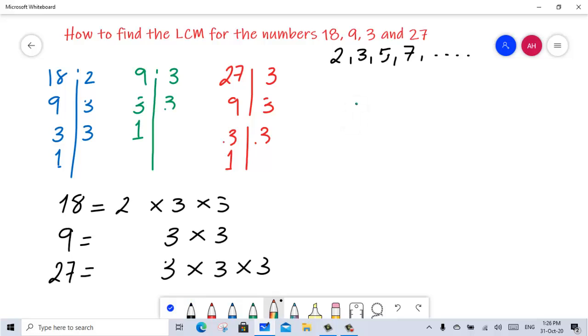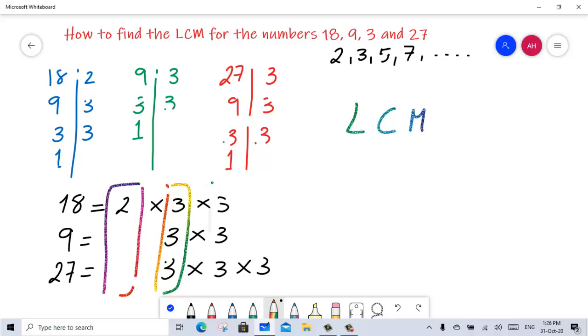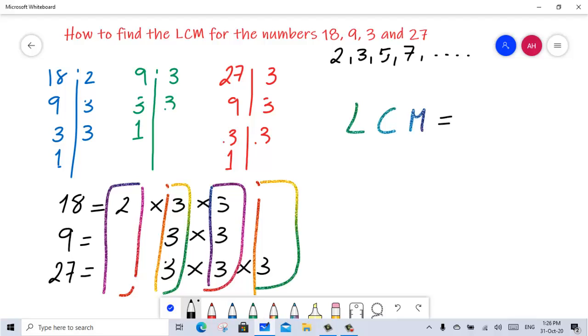To find the lowest common multiple, I'm going to take one from each row. So let's have a look here. I have 2, 3, 3, and 3. So I'm going to take only 1, 2 times 1, 3 times 1, 3 times 1, 3, which is going to give me 54. My lowest common multiple for those numbers is 54.